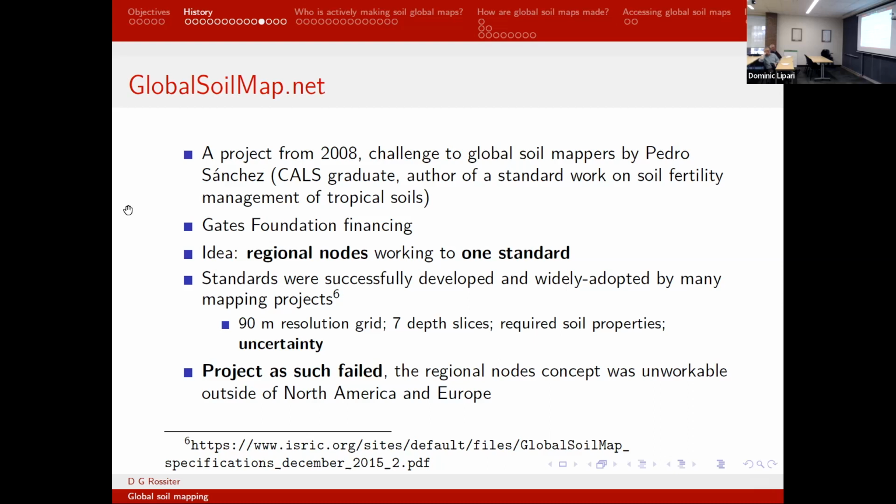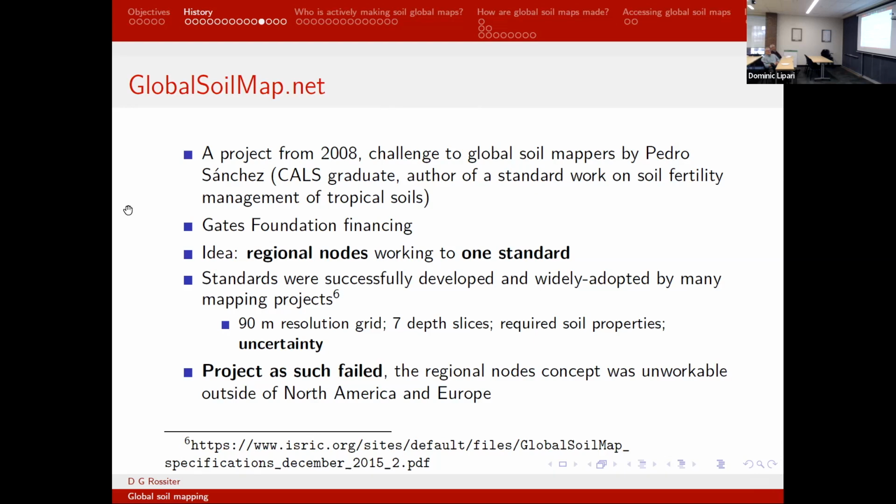They got the Gates Foundation and Jeffrey Sachs involved. The idea was to have regional nodes working to one standard, and then since there would be one standard, we would have one map. The standards were successfully developed, and these are now very widely used, also in national parks. However, the project failed totally because they never thought it would be impossible to make regional nodes.